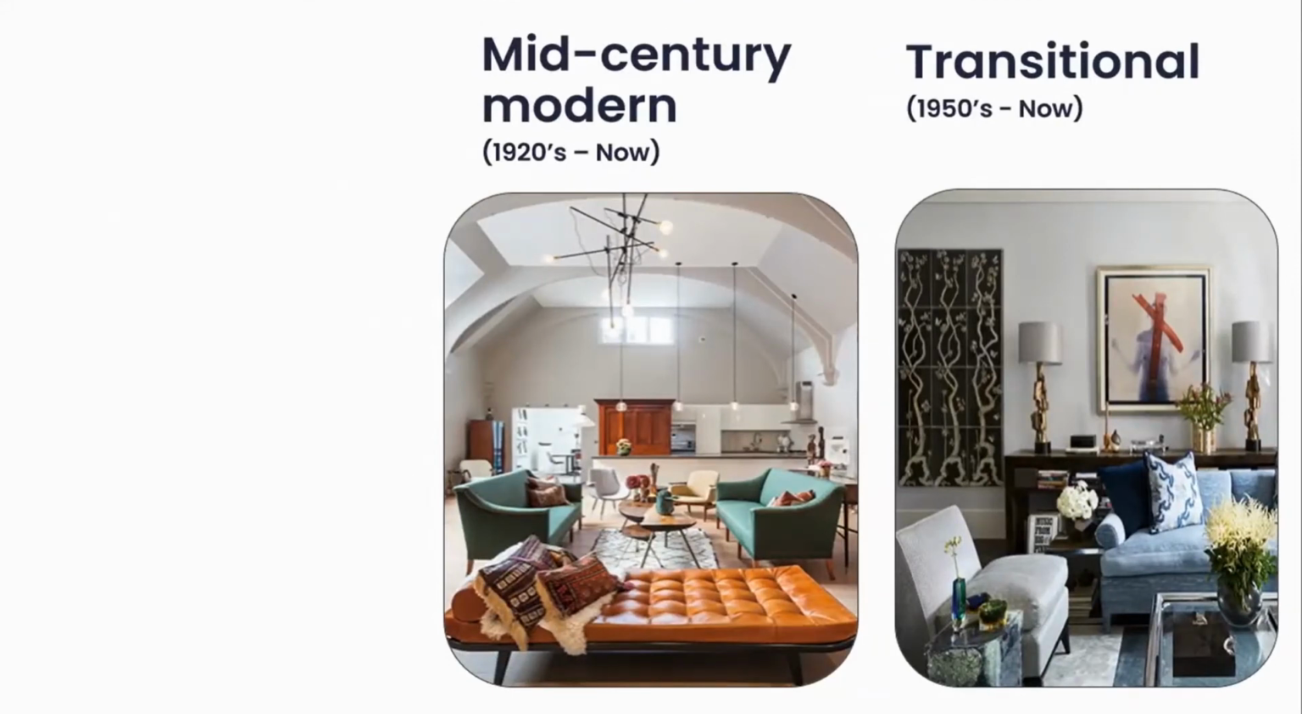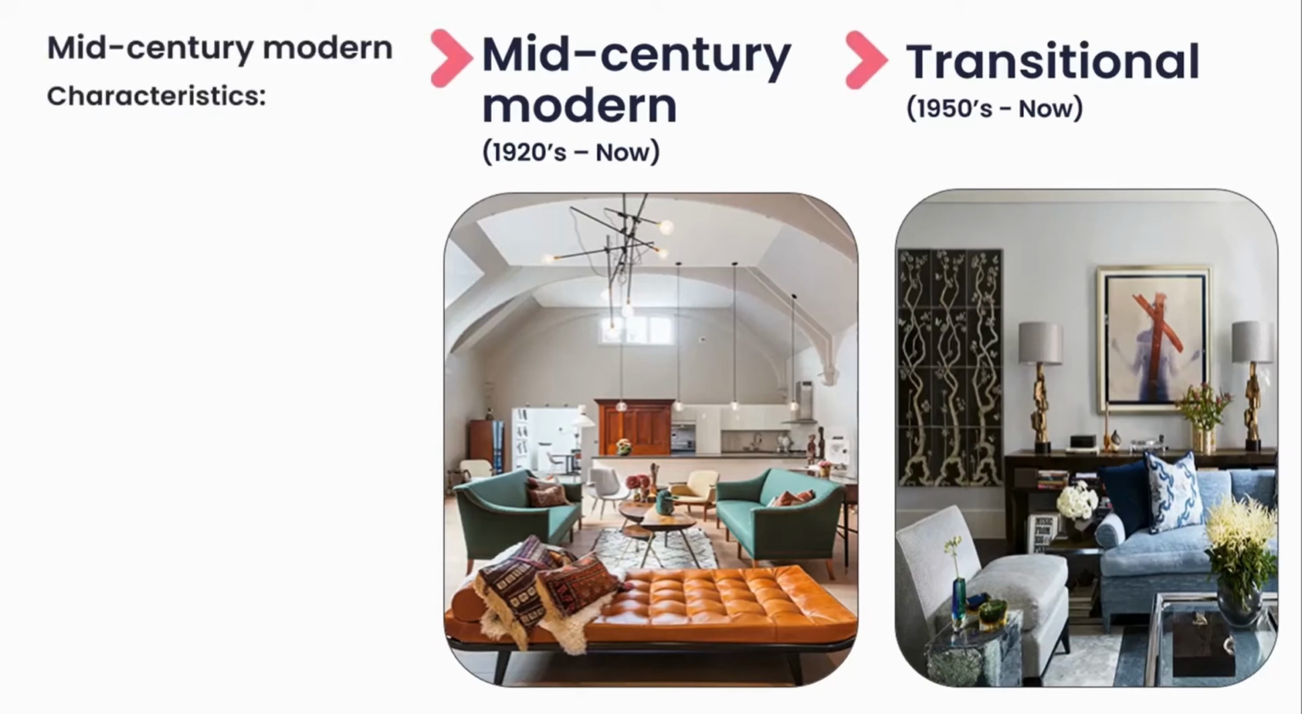The next stop on our timeline is our mid-century modern and our transitional period. Our mid-century modern dates from the 1920s to now. Can you remember we covered the style in our styles lesson? We also covered some of the important characteristics of our mid-century modern style. Can any of you tell me what they are? Pop your answers into your Morpheus text box.